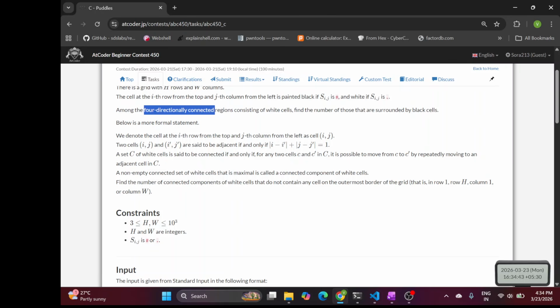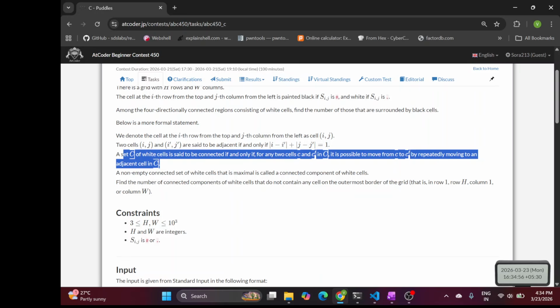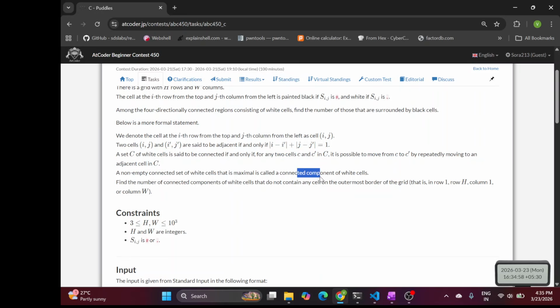And a set of C white cells is said to be connected if and only if there are two cells C and C dash, and it is possible to move repeatedly by moving to the adjacent cell. A non-empty connected set of white cells that is maximal is called a connected component of white cells. Find the number of connected components of white cells that do not contain any cell at the outermost border.